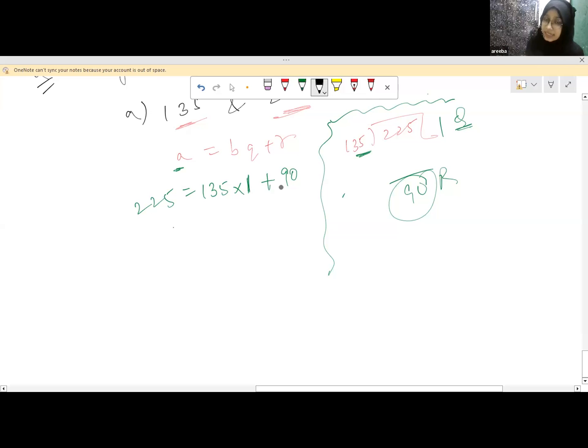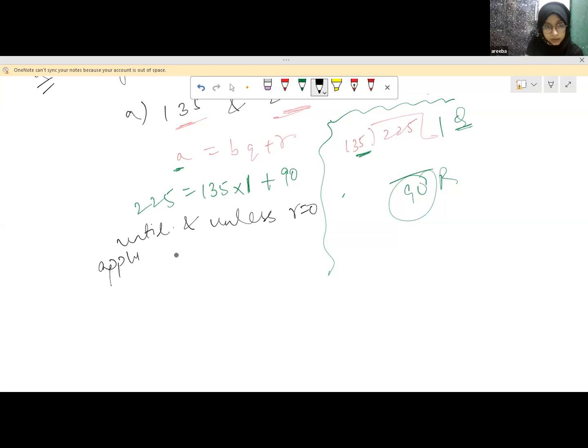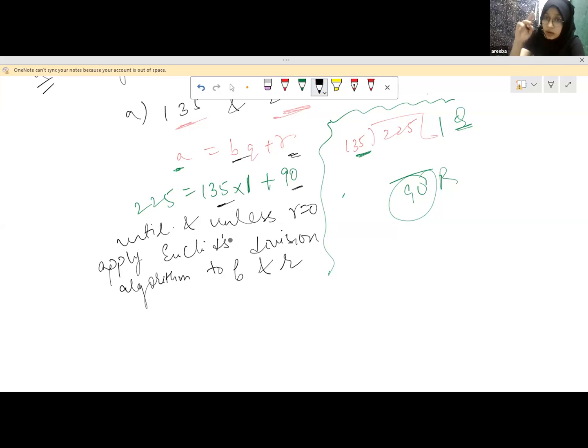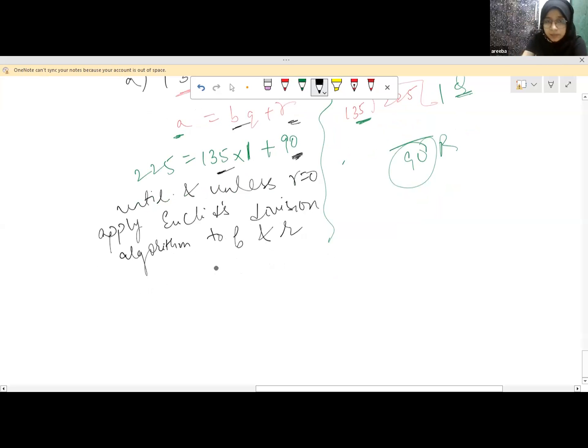Now, until and unless I get the remainder 0, I'm going to continue applying Euclid's division lemma to B and R. That means B and R, that means 135 and 90. Now the other two numbers are going to be 135 and 90.